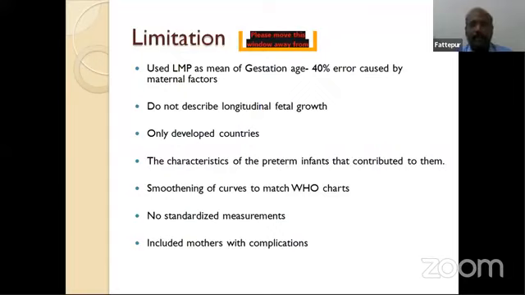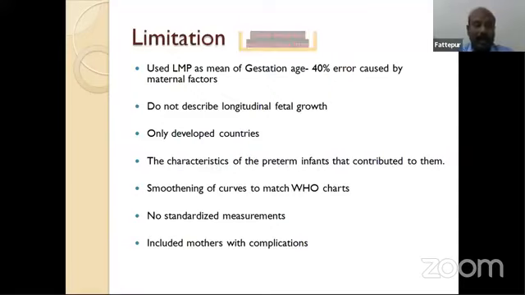And many of these curves, once the WHO published their data of the infant charts, they tried to match with the WHO. So they tried to extrapolate their curves and match with the WHO. So it may not be really ideal work, and there are no standardized measurements. And as I told you, they included mothers with complications. So there are many factors which tell us there might be a lot of errors in plotting these charts.